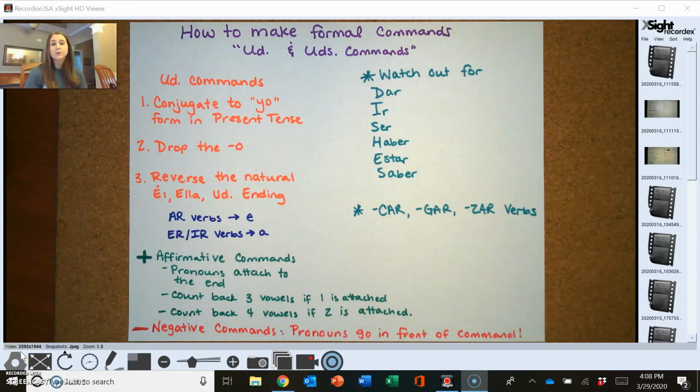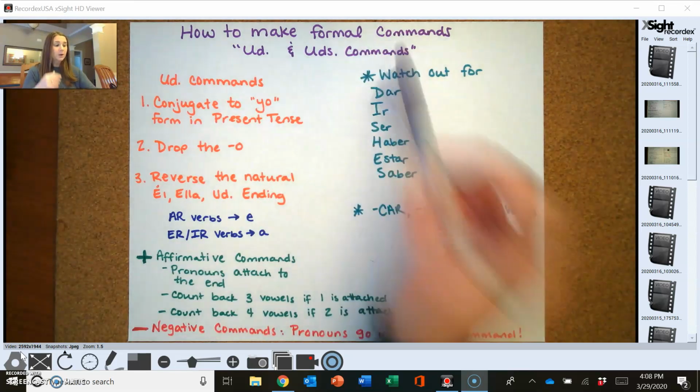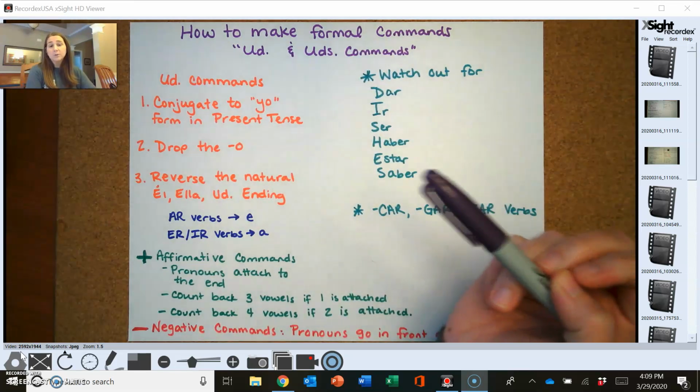Hey guys, so for the last 2 weeks you guys have been working on tú commands, or as they're also called, informal commands, which we use with people that are our peers, someone younger than us, family members, basically people when you're in an informal or casual situation. This week though, we're going to switch gears a little bit and you guys are going to learn how to form formal commands, okay? And formal commands come in two different varieties.